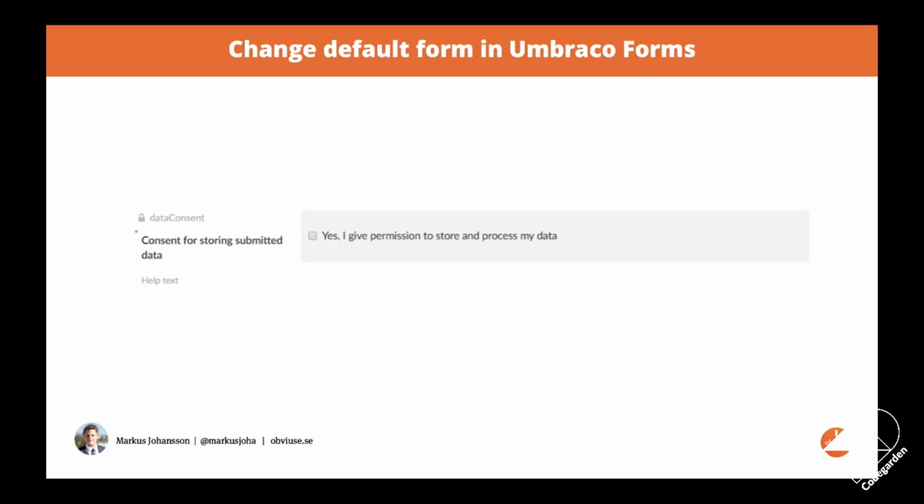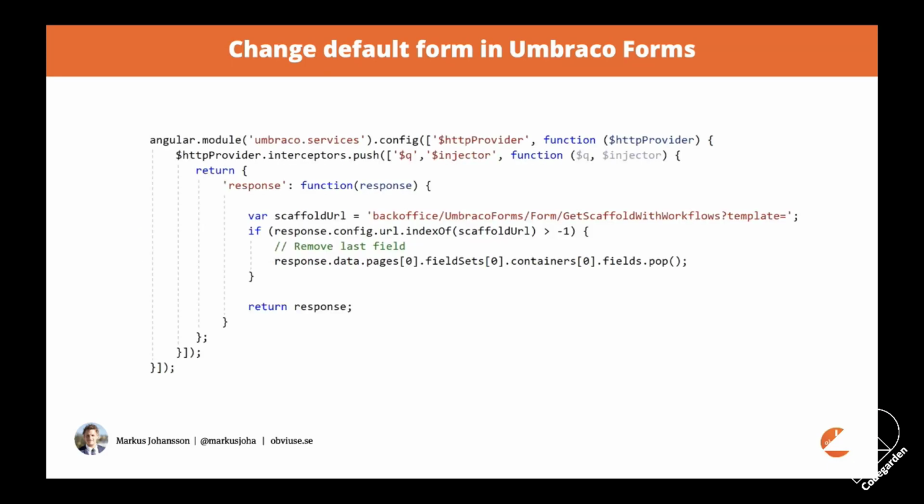So I created an issue. I said, well, can we make this configurable in some way? So that's an ongoing issue. But while I'm waiting for that, I actually hacked around. For the endpoint that's creating this empty form, I'm looking for a call to that endpoint. And if it's found, I'll pop one of these fields from the list, which means that our editors will get a clean form every time they create a new one.